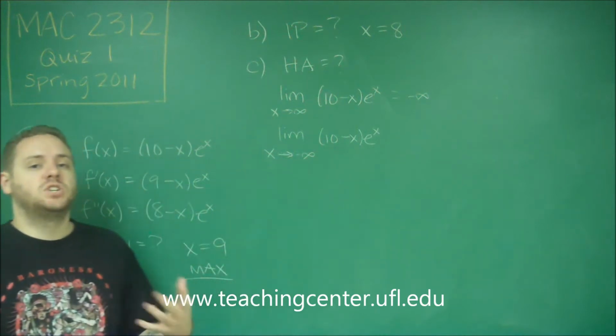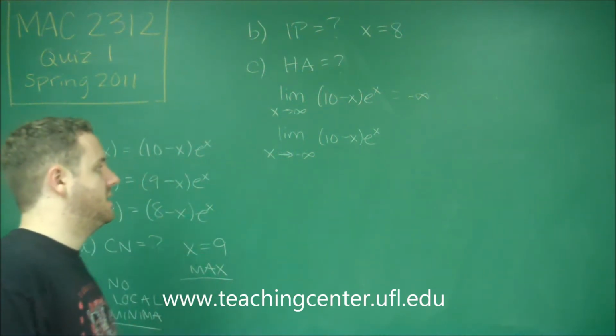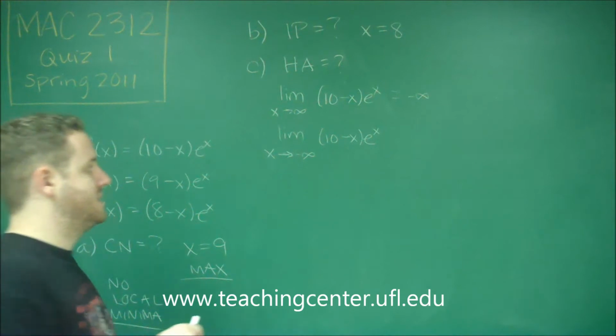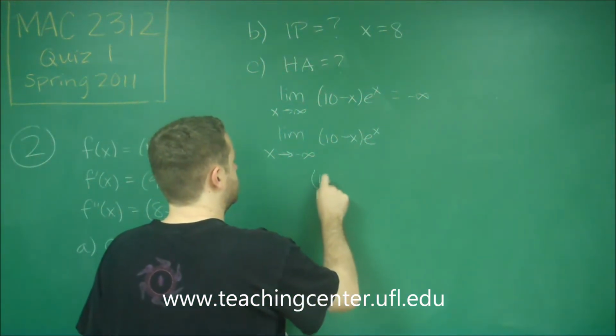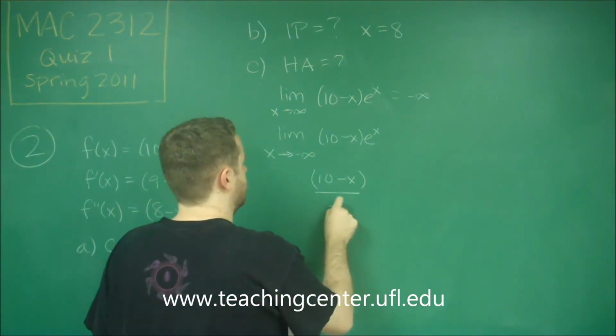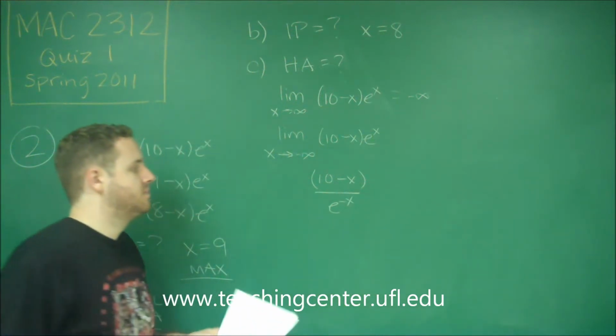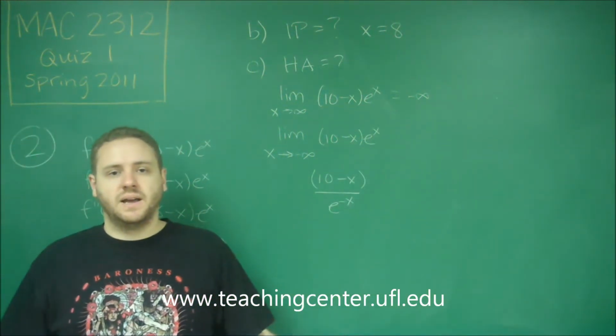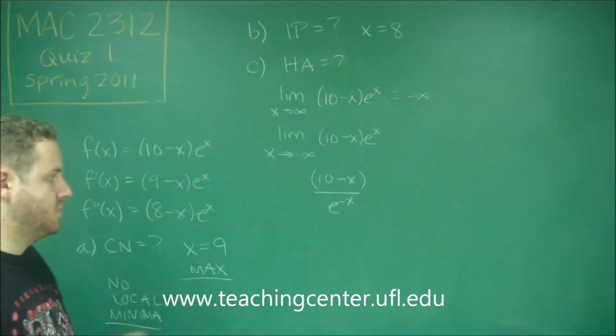But you can show this by L'Hopital's rule. And in doing L'Hopital's rule, we need to make this a fraction. Pretty easy to do that just by saying divided by e to the negative x. That's the same thing as multiplying by e to the x. Now it's a fraction, you can use L'Hopital's rule.